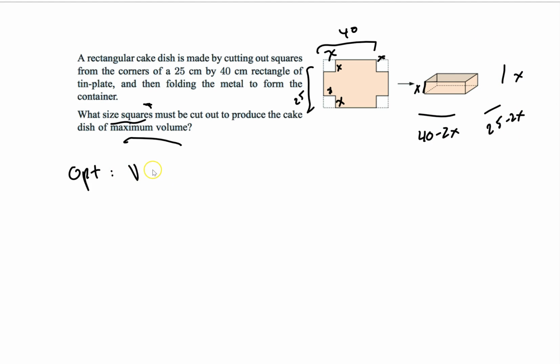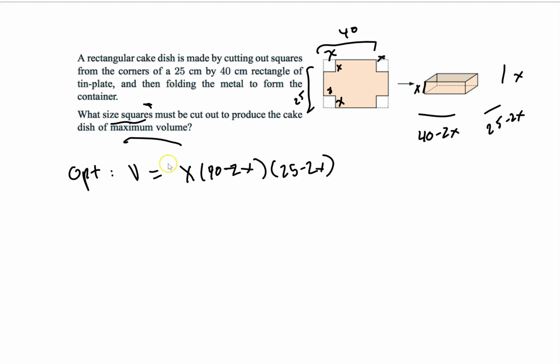So we get this. How do we find volume? Well, remember length times width times height. So it's going to be x times 40 minus 2x times 25 minus 2x. So that's my optimization question. That's the way you set it up. There's a volume. What do I do now? Well, I'm trying to find the max volume. So notice it's only one variable. I'm good. I don't need a constraint. I use what I have.